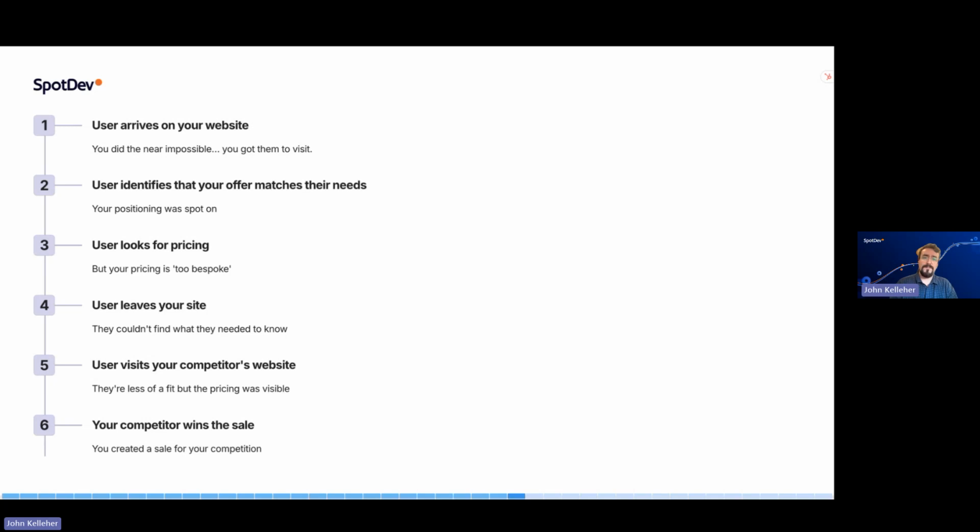You put all that effort into getting people onto your website and you lost them because they couldn't get an answer to their question. So they're back onto their search results or back into their ChatGPT, and they're asking more questions, and they're choosing the second best fit where they can find information about pricing. So they then visit your competitor's website where they're less of a fit, but the pricing was more visible. And then your competitor wins a sale that you handed to them. That's the scenario if your pricing isn't on your website.